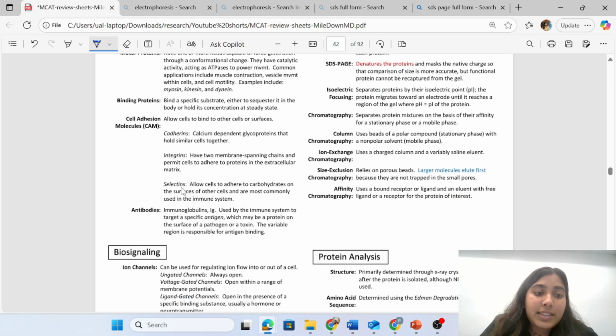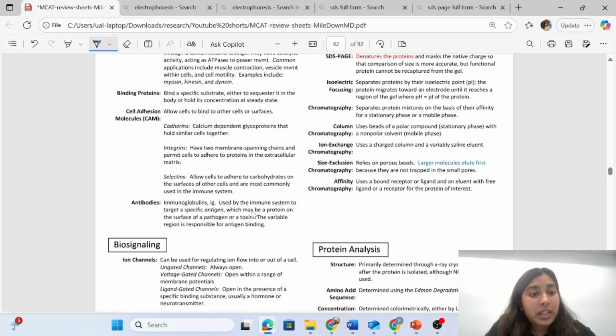Okay, selectins are also a similar kind of molecule, which helps cells adhere to each other with the help of carbohydrates like glucose and other things which are present. For example, if there's a cell which has glucose on it, another cell with selectin will come and bind to that glucose, hence binding the two cells together. This is also very common in the immune system.